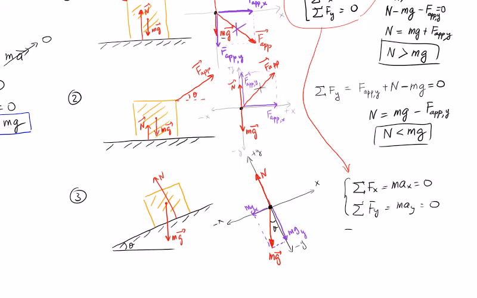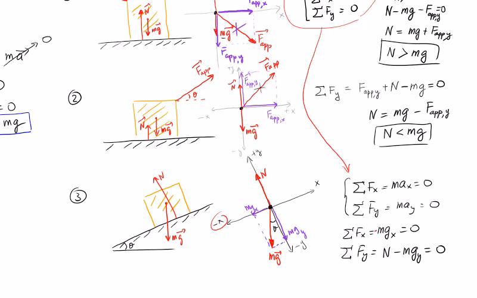Now, for sum of the forces by x, I can write mg x equals 0. Sum of the forces by y equals normal force minus mg y equals 0. One thing that I forgot to take into account, that my mg x is going in the negative x direction, so I have to write negative mg x.